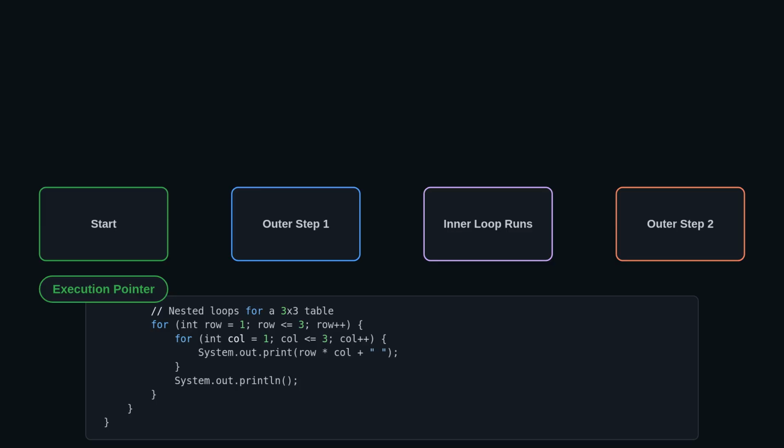Here is how the computer actually runs them. The execution pointer moves to the first outer step and then it drops into the inner loop to run all its iterations. Once that finishes, the pointer climbs back up to the second outer step and repeats the whole cycle.